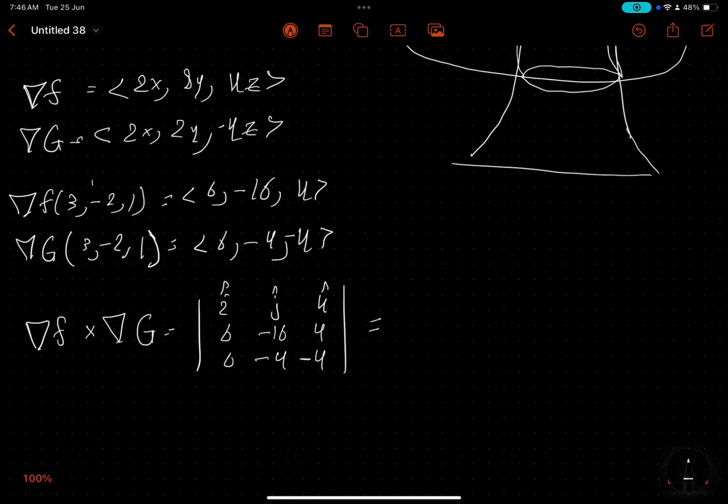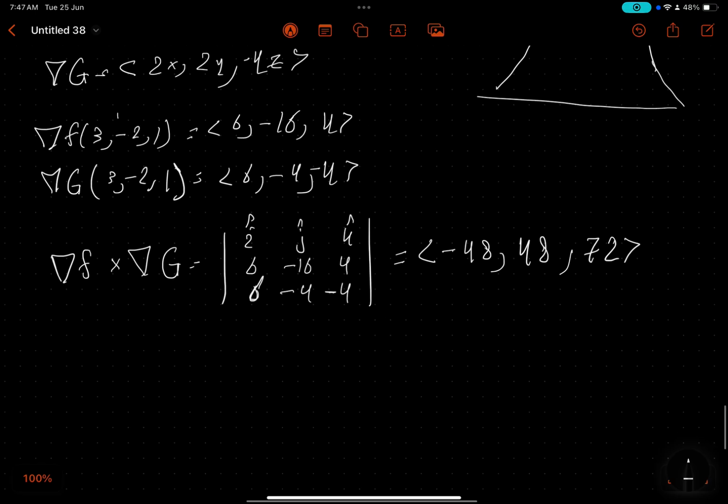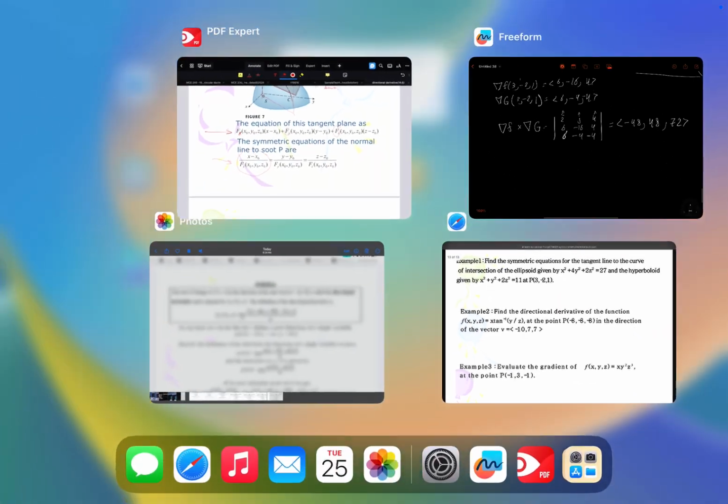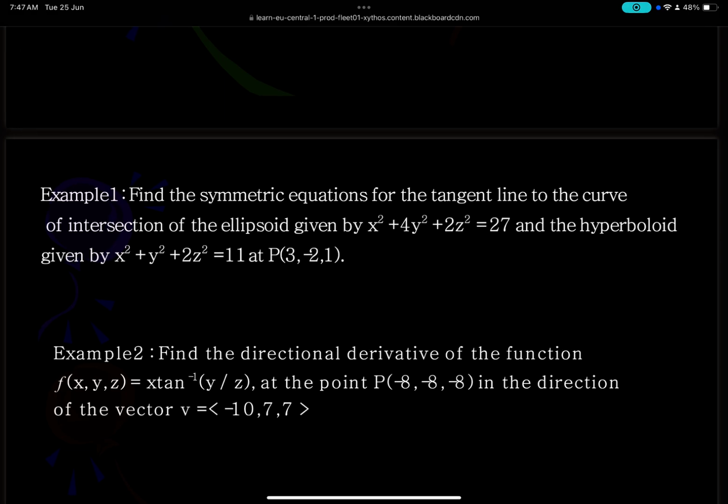And now we just do the cross product. Let's do it for the i: 6 times 4 minus 6 times 4. Just minus 48. For the j, it's 6 times minus 4 minus 6 times 4. It's also 48. Interesting. Okay, so 6 times minus 4 minus 6 times minus 16. Finally, we get 72. Okay, this is the gradient. Basically, that is the slope. This is the intersection.